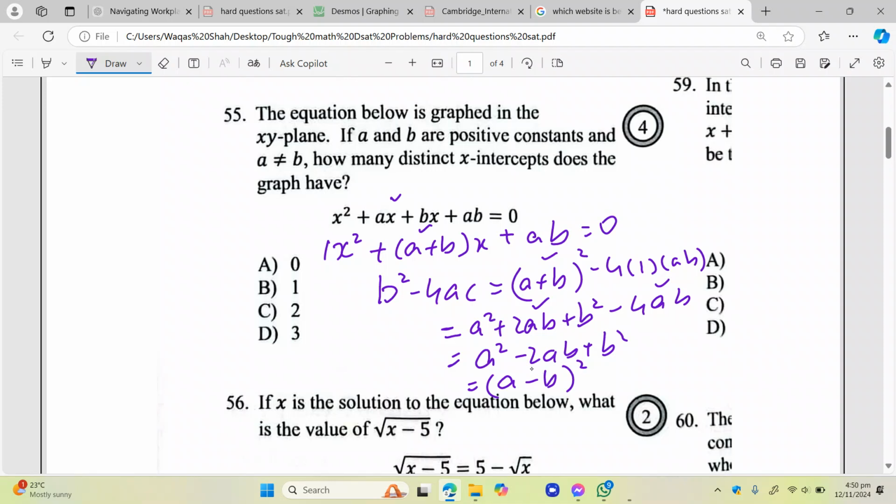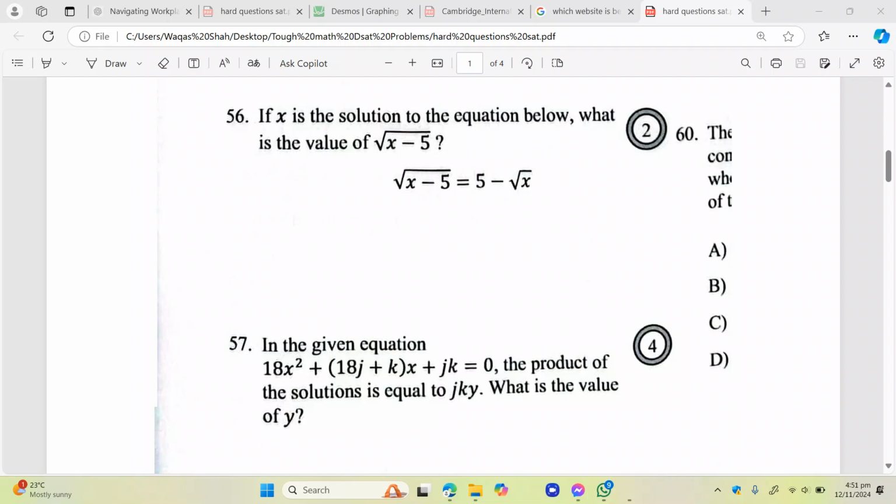So we got a square. If a minus b is a positive number, then the square will be positive, right? And if a minus b is negative, the square will make it positive. So in any case it has to be greater than 0, so it's a positive one. So it means that there will be two real roots, right? So 2 points of intersection will be there, so the answer will be C. I hope it's clear, students.